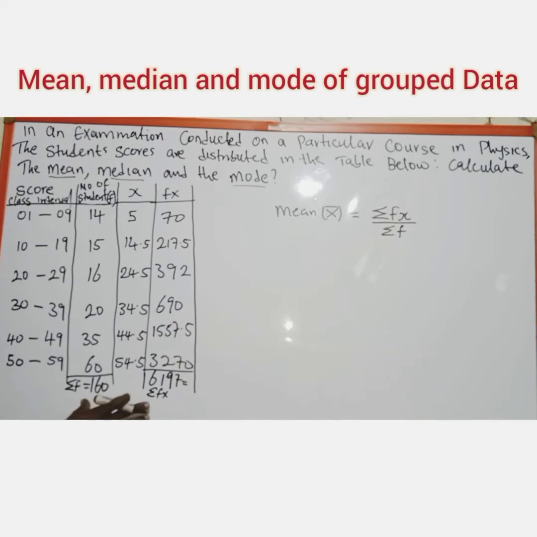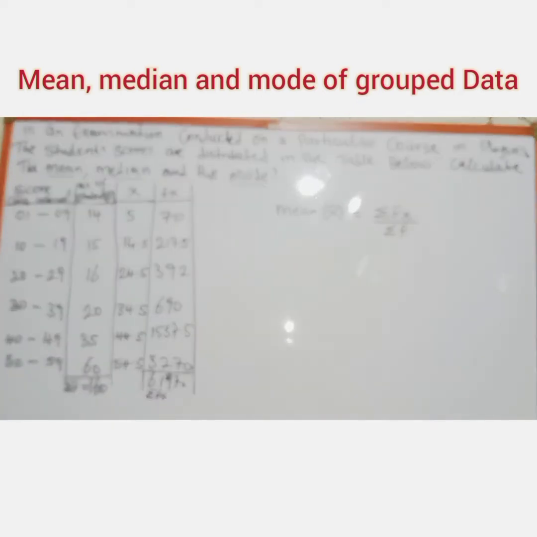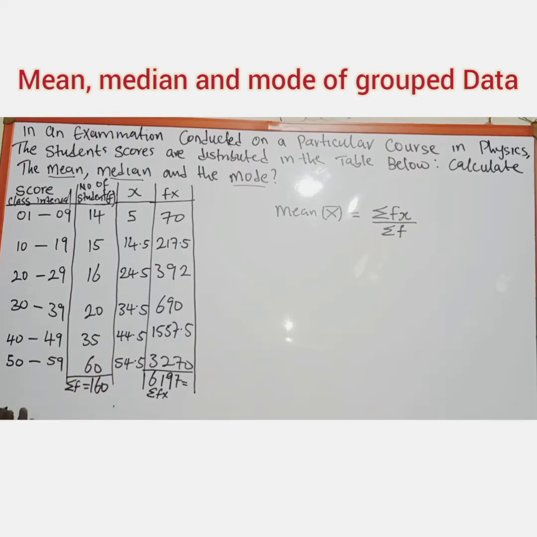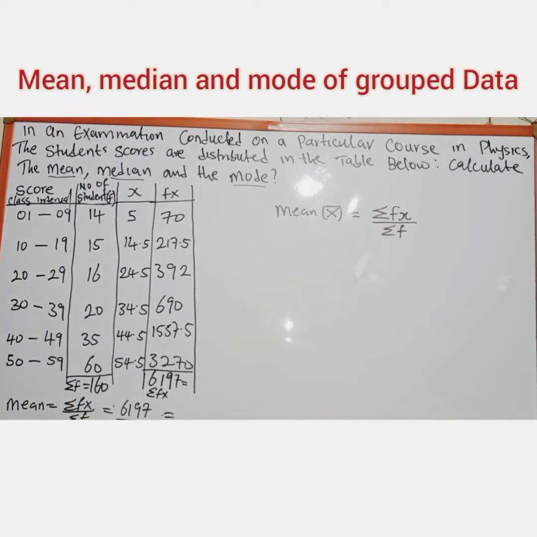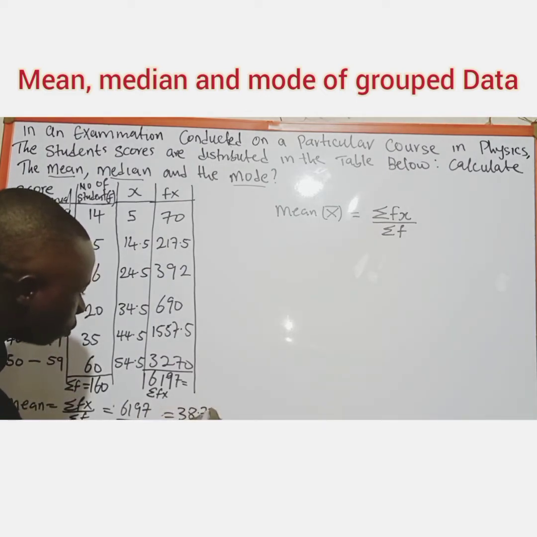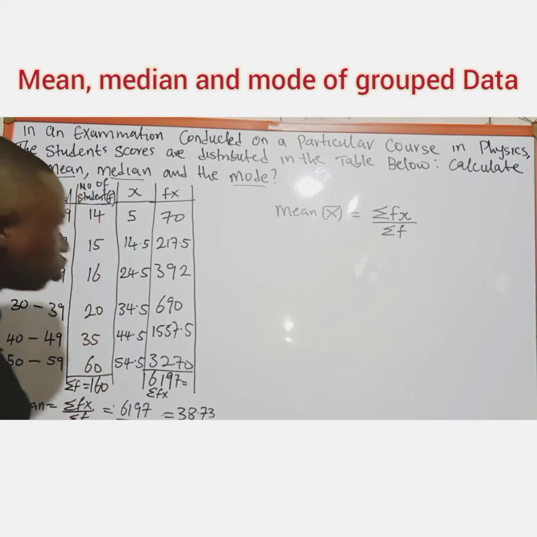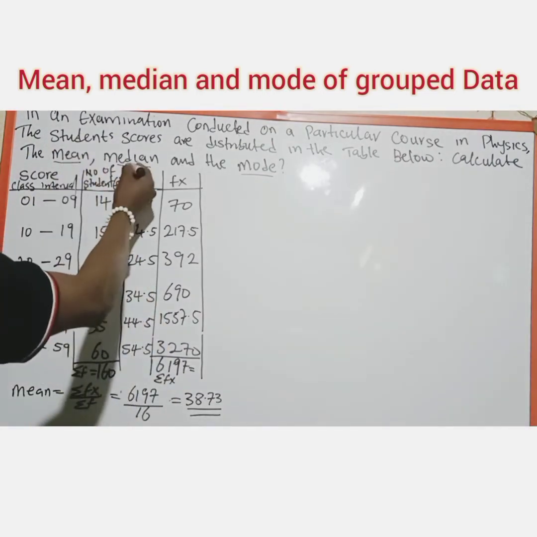From now we can substitute into this formula to get our mean. The mean is equal to summation of f times x over summation of f, which is equal to 6,197 divided by the summation of f, which is 160. If you key this into the calculator, 6,197 divided by 160, you are going to get 38.73. So this is my mean for this grouped data. We are done finding the mean. Let us find the median.